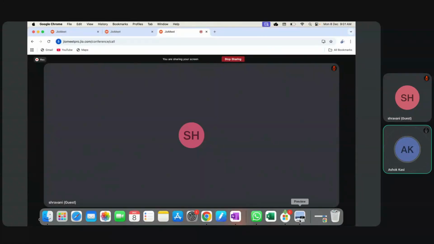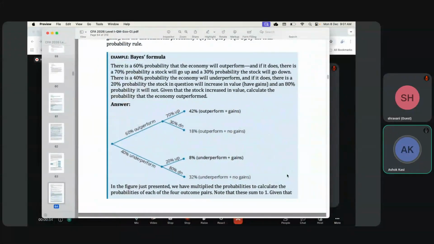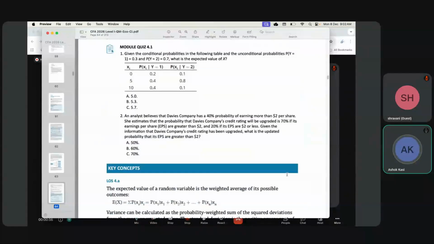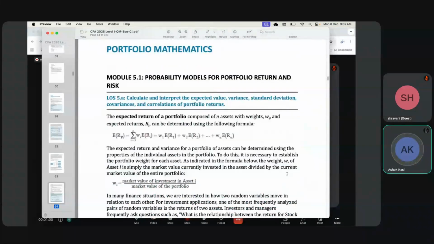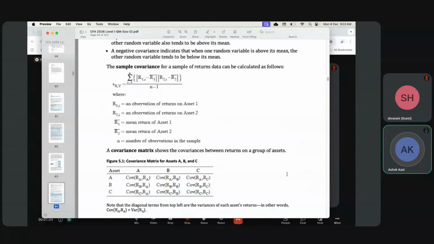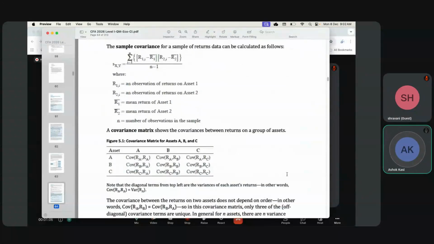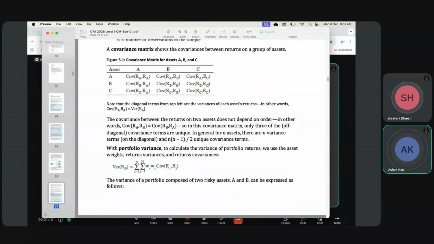Then next, covariance. I believe you know all this, right? Covariance, variance, all these things. Or if you want me to recap anything, you tell me. This is just a formula-based one. It looks big, but it is very easy.